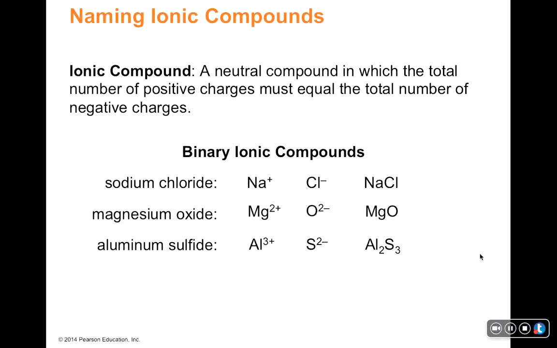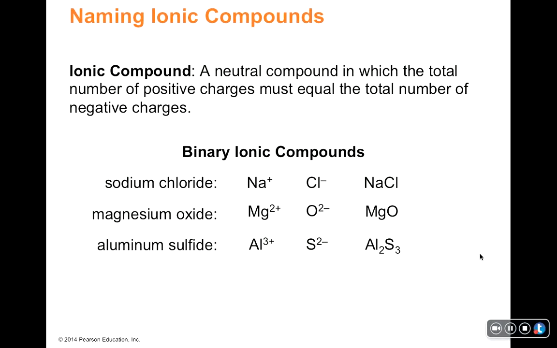Once you've done that, then in terms of naming them, the cation is named by just its name from the periodic table. So Na is sodium, Mg is magnesium, Al is aluminum. The anion part of the name, you take the name from the periodic table and essentially chop off its ending and add IDE. So chlorine becomes chloride, oxygen becomes oxide, sulfur becomes sulfide.